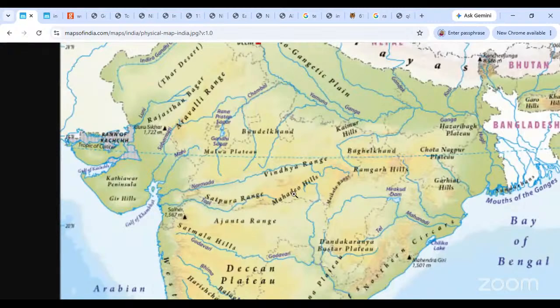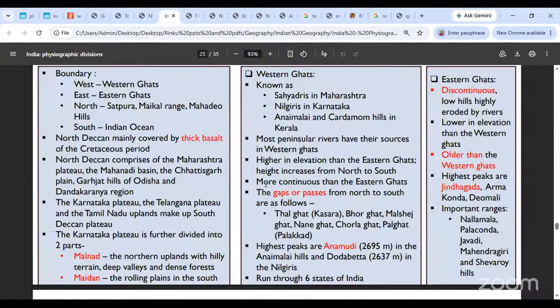This is the place, okay? So to the north of the Deccan Plateau, you will have the Satpura Hills, the Mahadev Hills, and the Maikal range. Can you make out? Okay, that is what we're looking at, the northern boundary. And to the south, obviously, you have the Indian Ocean, okay? Now, the North Deccan part is obviously covered by thick basalt of the Cretaceous period.